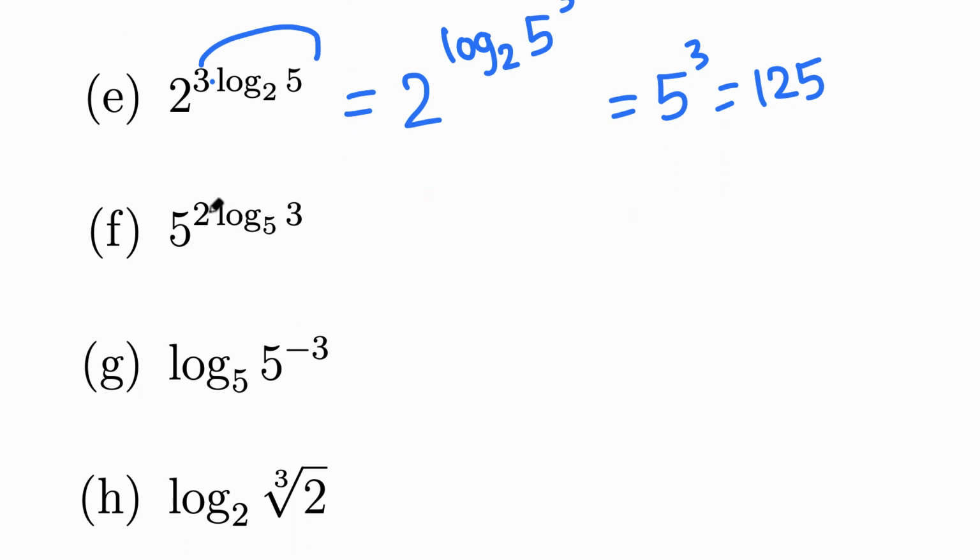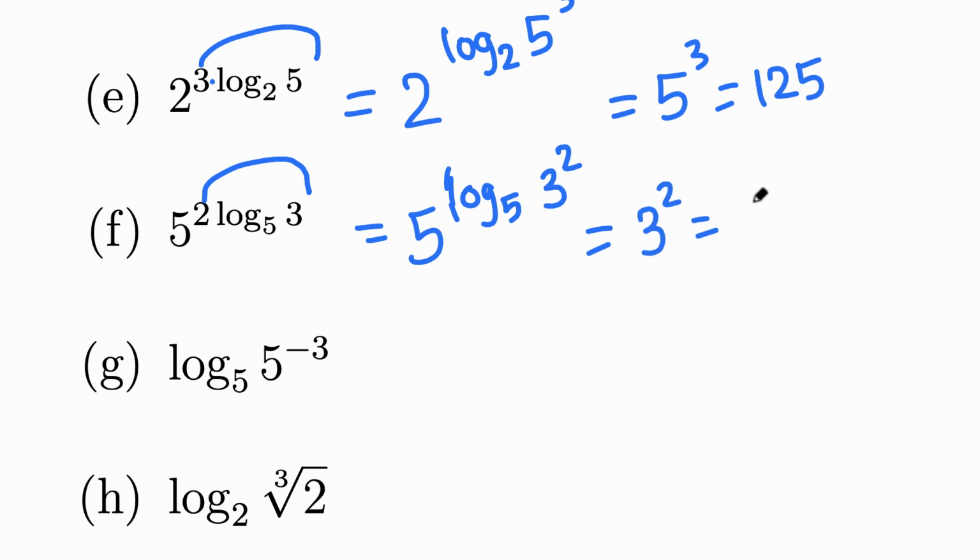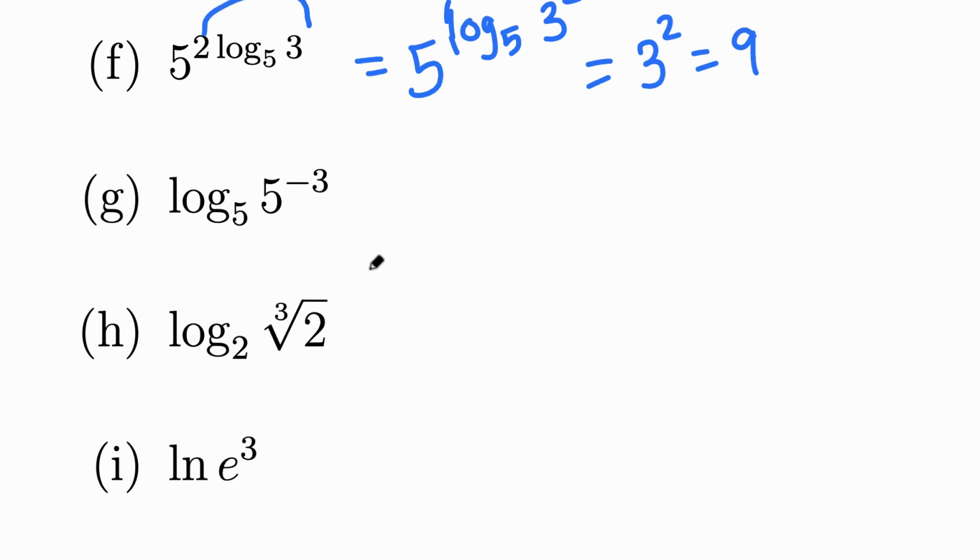Again, log base 5, but there is a 2, so this 2 goes here as a power: 5 raised to log base 5 of 3 squared. 5 and log base 5, now their actions cancel. This is 3 squared, which is 3 times 3, 9.